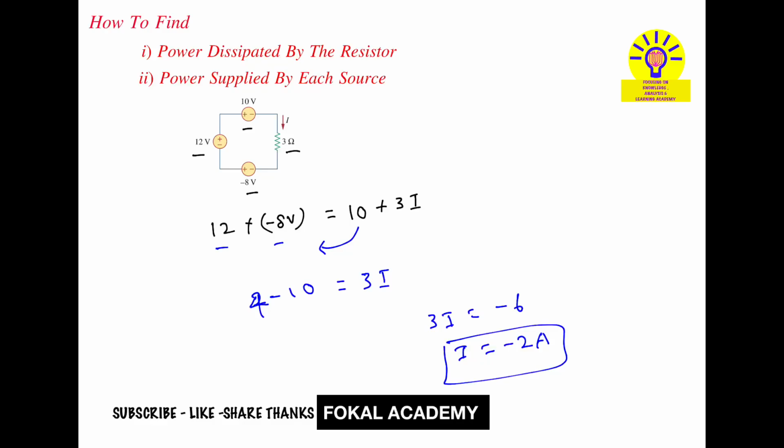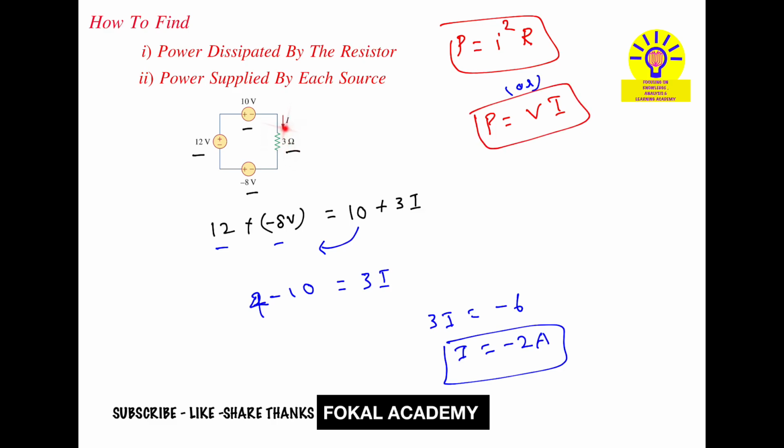Now we know the power formula, P equals I squared R. The other power formula is the product of voltage and current. At this step we don't know the voltage drop, but we know the current. Now use this formula to get the power dissipated at the 3 ohms resistor. Power at 3 ohms equals I squared, that is minus 2 whole squared, into R which is 3 ohms, so that is 12 watts.